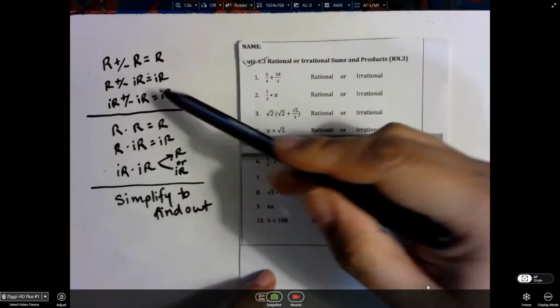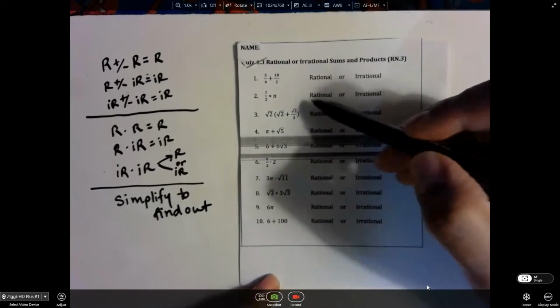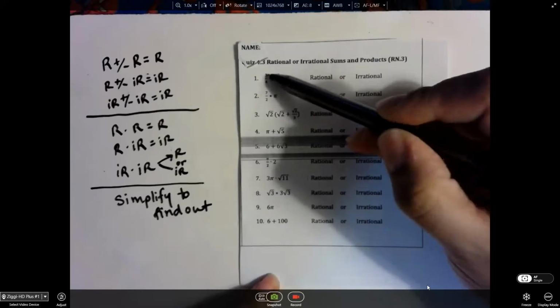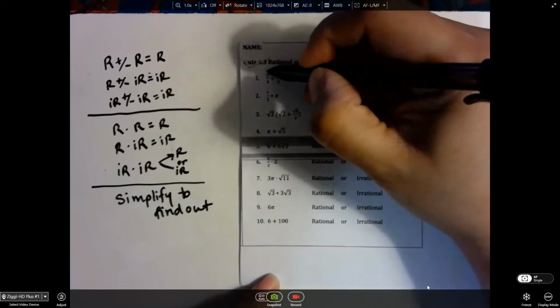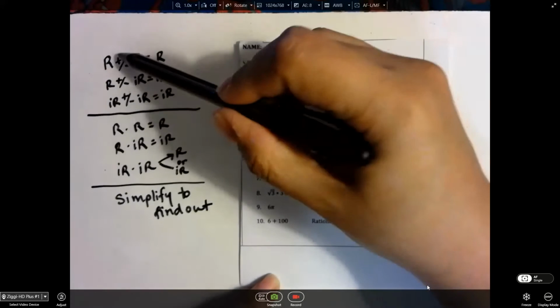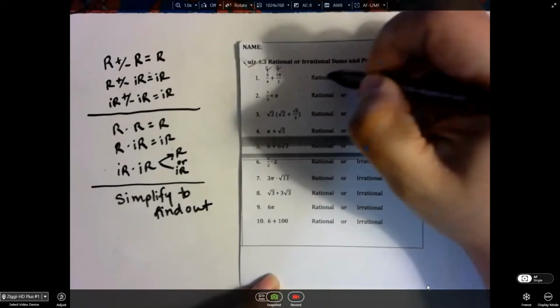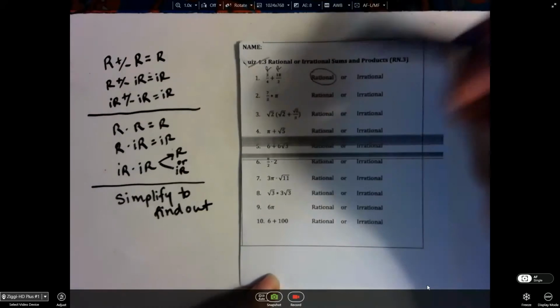Alrighty, this is what you need to know when you're doing these problems. When you look at number 1, you have 3/4 and 18/2. Both of these numbers are rational, so when you add two rational numbers, your answer is going to be rational.